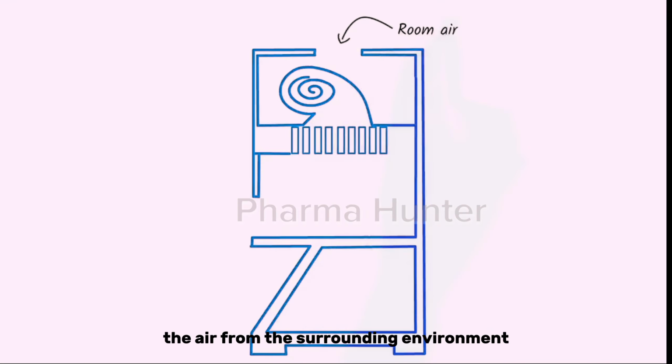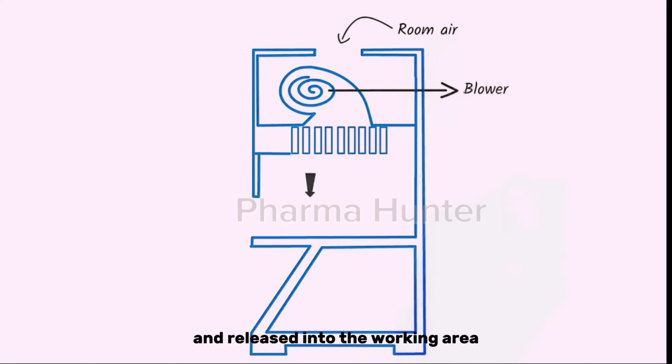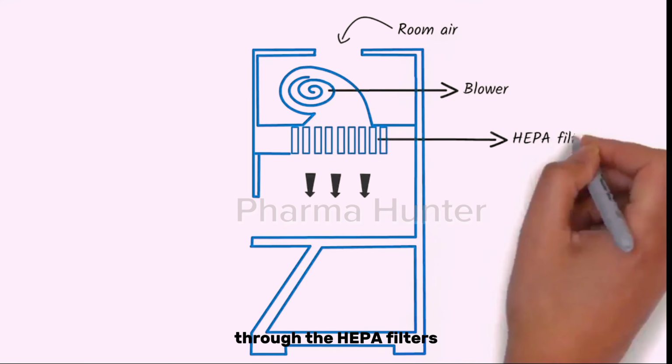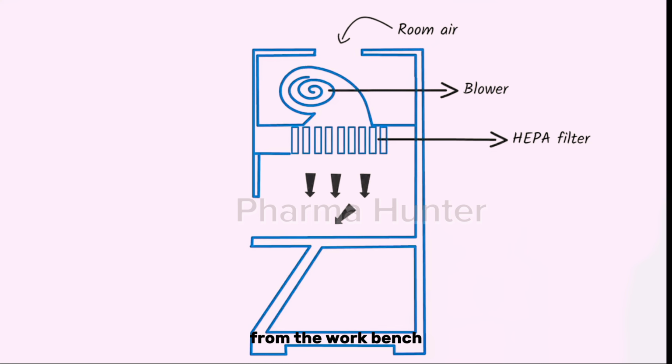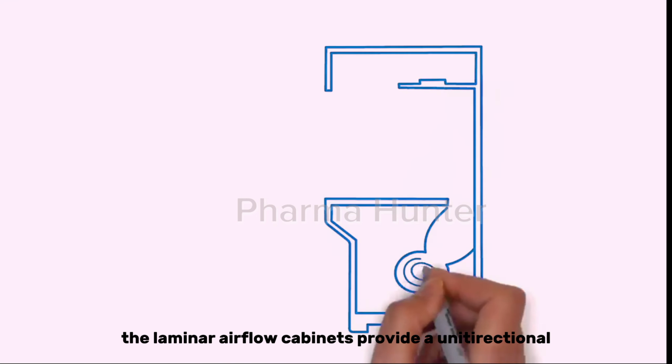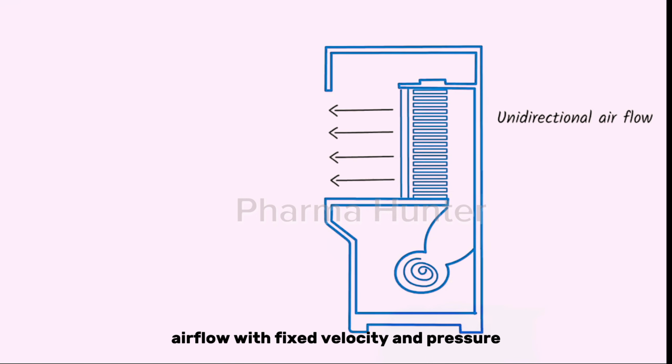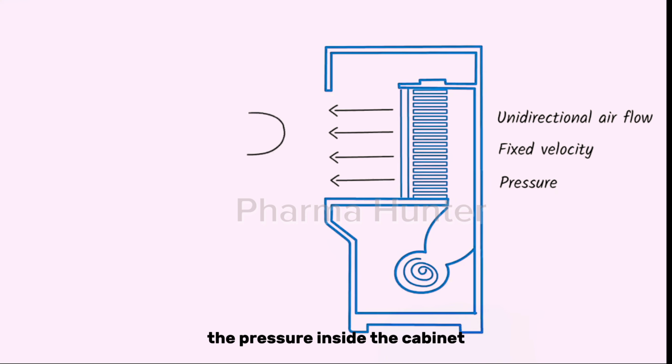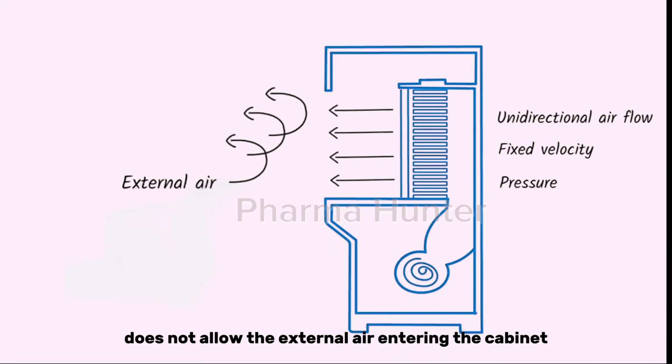The air from the surrounding environment is pulled by the blower and released into the working area through the HEPA filters. From the workbench, most of the air is moved towards the face of the operator and then back to the environment. The laminar airflow cabinets provide a unidirectional airflow with fixed velocity and pressure. The pressure inside the cabinet does not allow the external air to enter the cabinet.